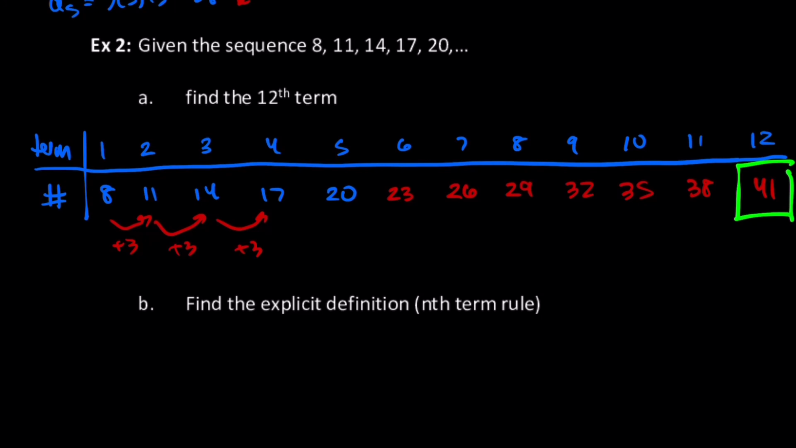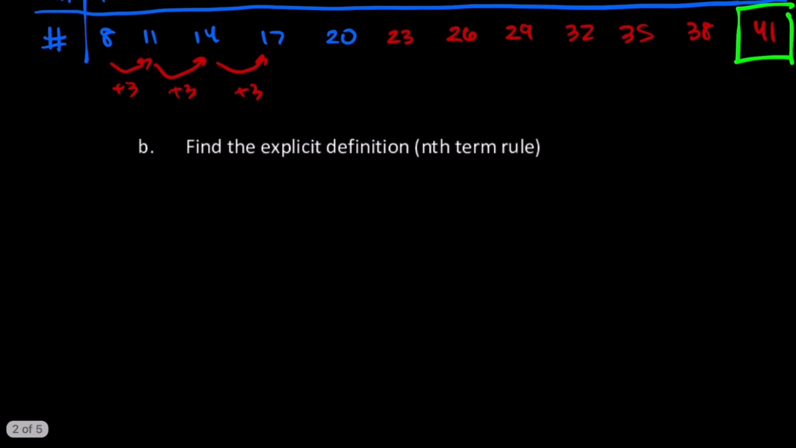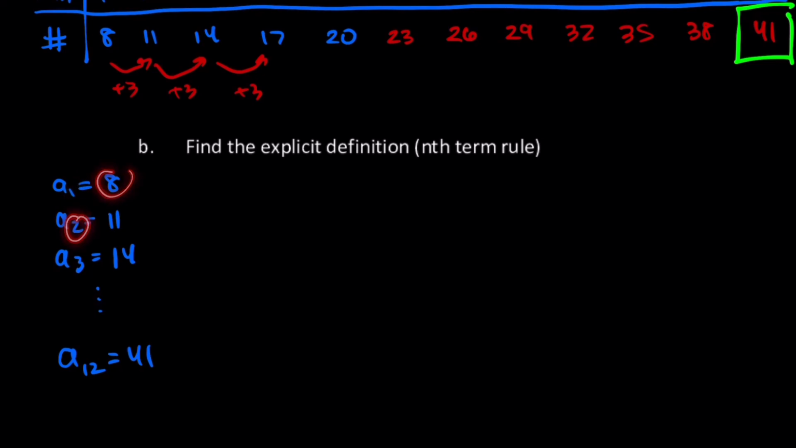All right, so what we're going to do is come up with what we call an explicit definition or an nth term rule. I want to find a pattern. How does this work? Well, take a look here. A sub 1 equals 8, a sub 2 equals 11, a sub 3 is 14, so on and so forth. A sub 12 is 41. What's really happening? Well, to get 8, if I also have to include the term number somehow, how do you go from a 1 to an 8? How do you go from a 2 to an 11? How do you go from a 3 to a 14?